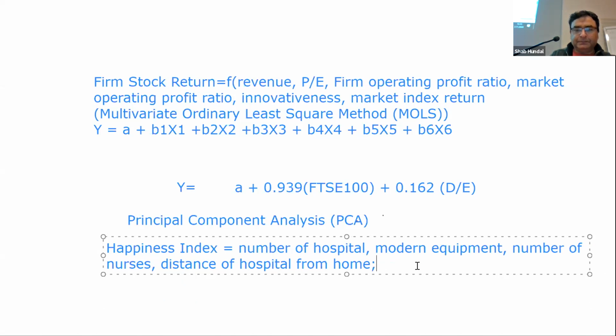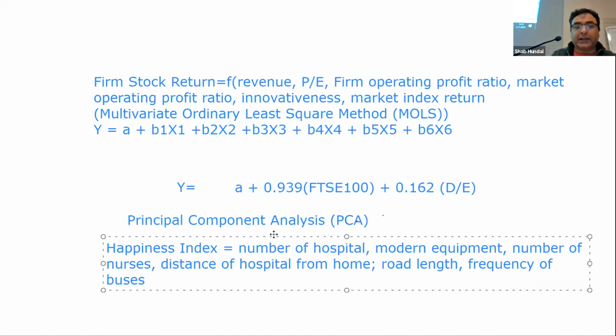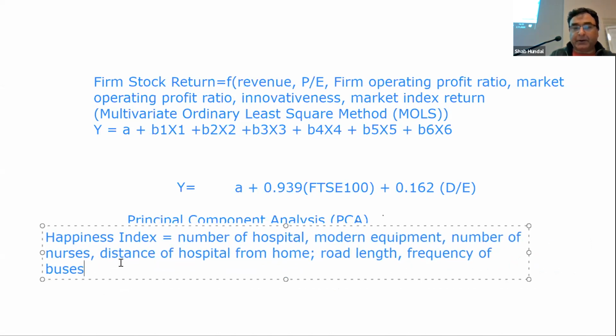And then we ask them, what about the infrastructure in the city which makes you happy? I mean, road length: more roads in the city makes you happier. Your transportation becomes easy. Frequency of buses: obviously, if you have to wait for a long time on a snowy night, you will not be happy about it. Cost of public transport.